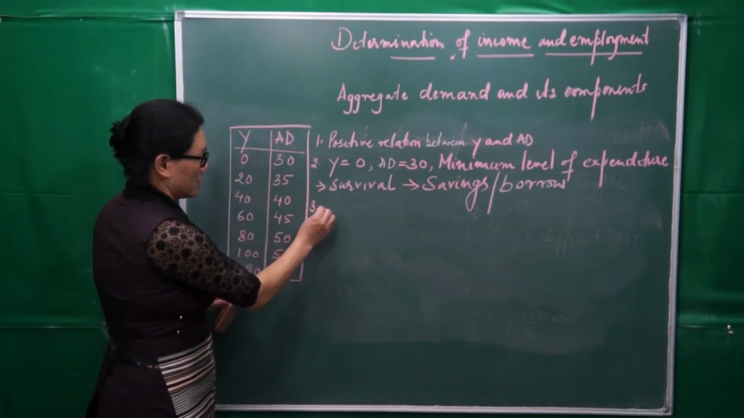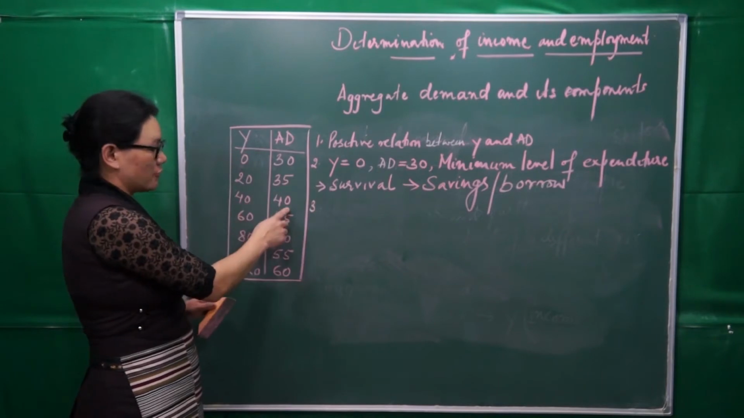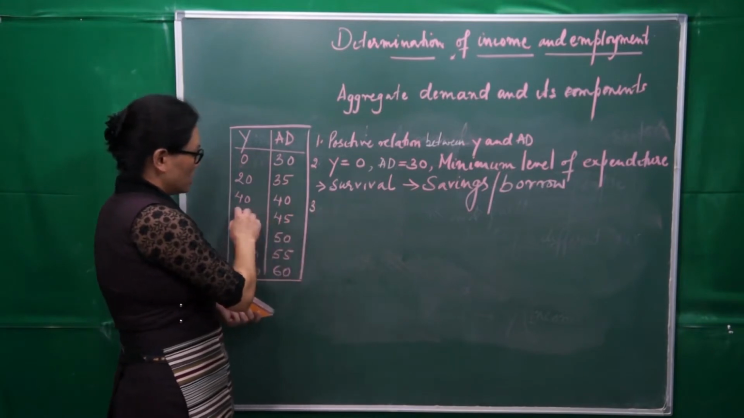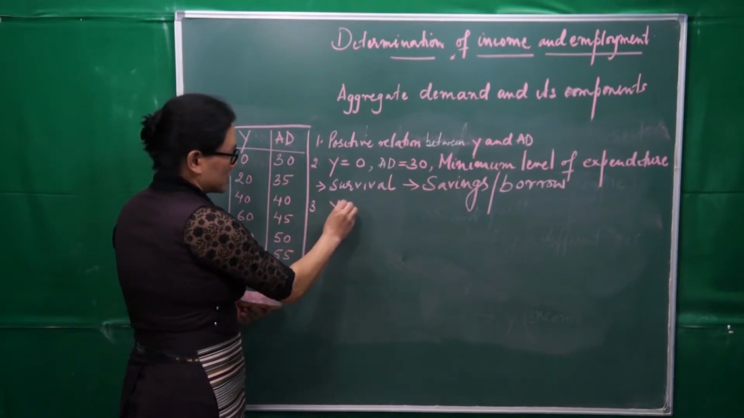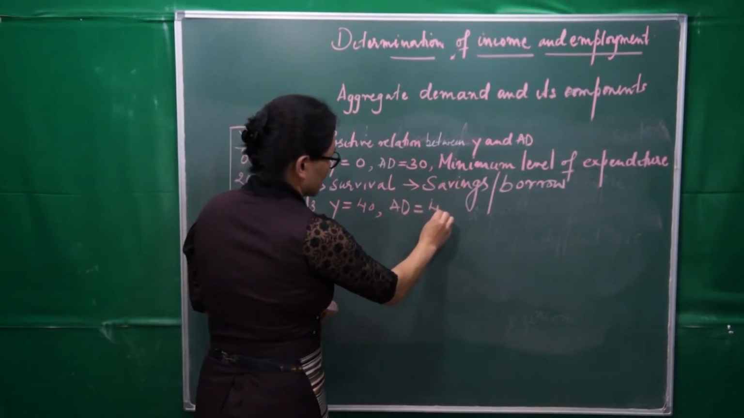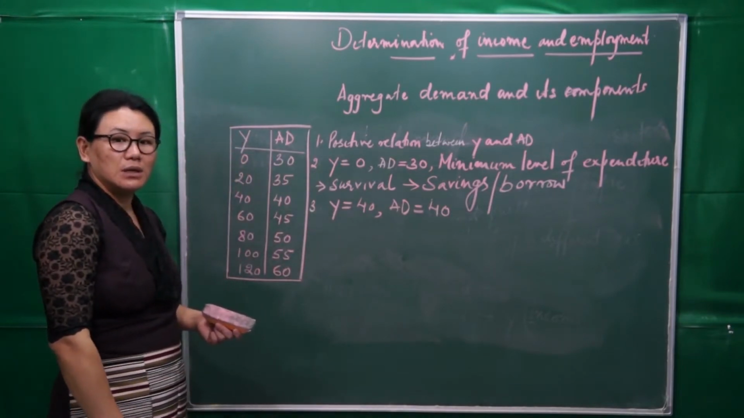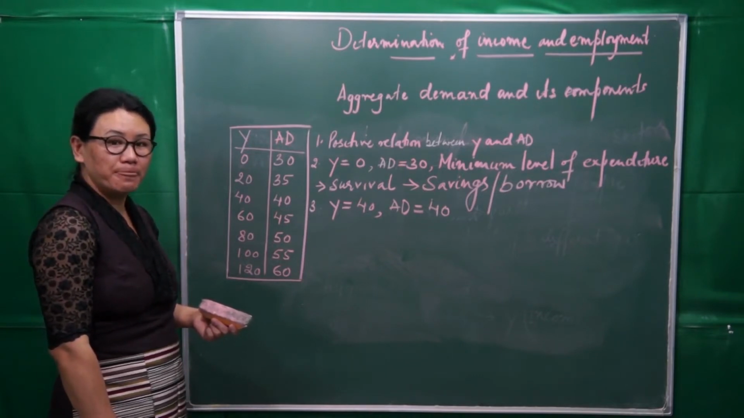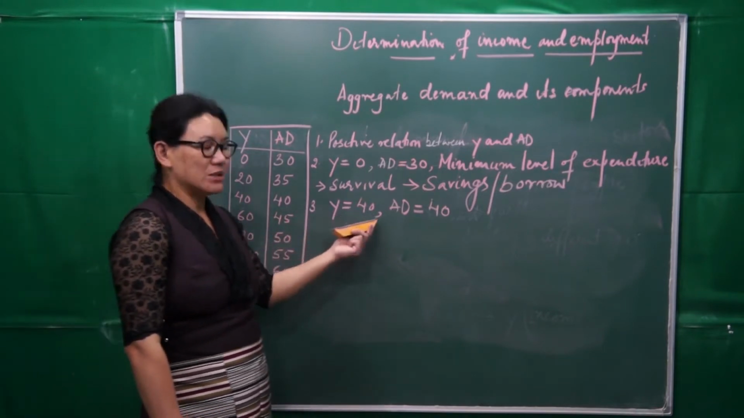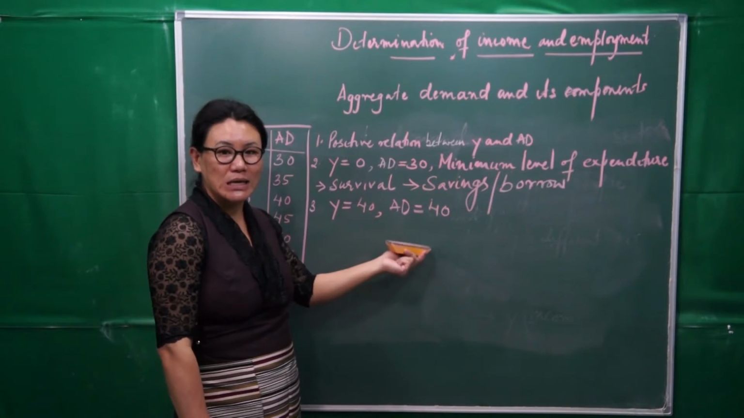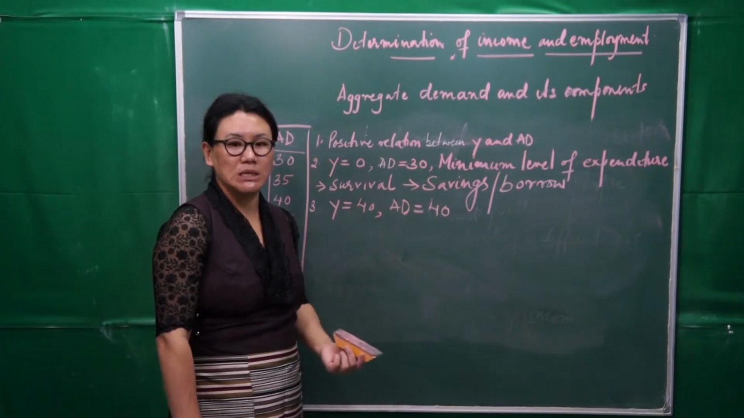Third one. What is happening here? 40 and 40. Income is 40, expenditure, that is AD, is also 40. Is there any savings here? Do we see any savings here? No, right? Because whatever income a person has, he's spending this entire income. So he's not saving anything. Saving here will be zero.